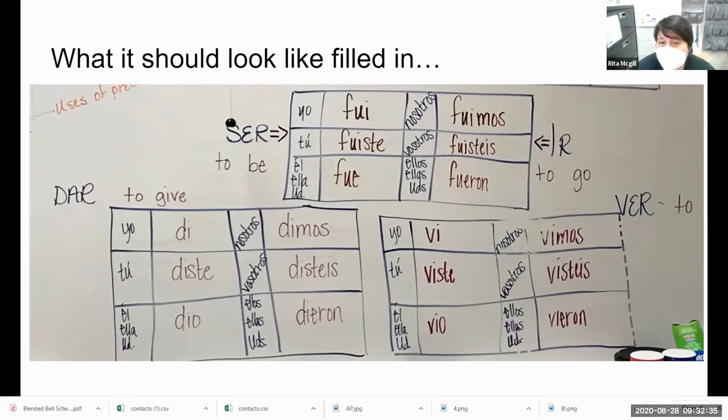And then we have ellos, ellas, ustedes fueron. They went. Ustedes fueron al banco. You guys went to the bank, right?